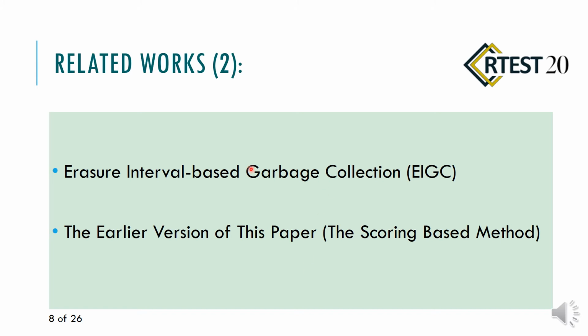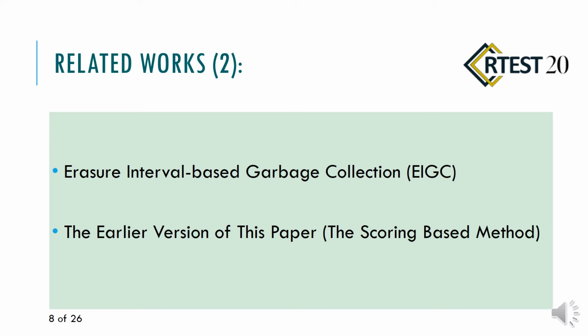Erasure interval-based garbage collection or EIGC is the next method. In this method, an erasure interval between two successive blocks erased is defined. The interval and non-interval parameters are used to estimate the cost of each block, when a victim block should be selected during garbage collection. The cost estimation of this method might be time-consuming under specific workloads.